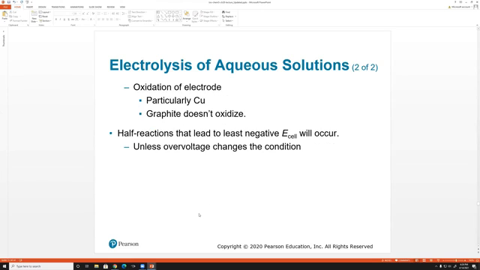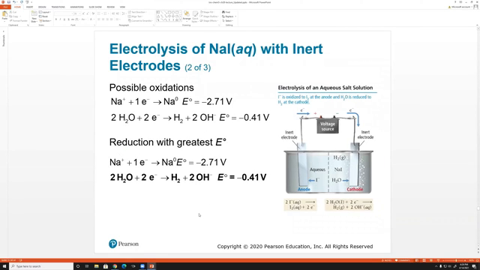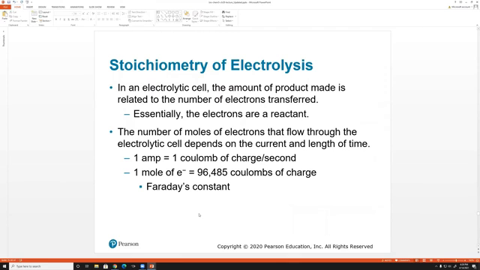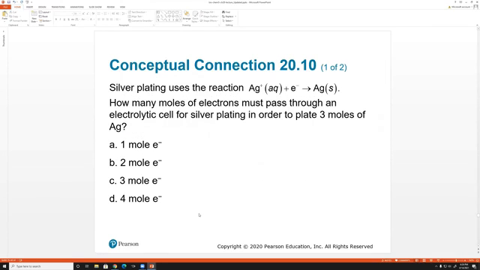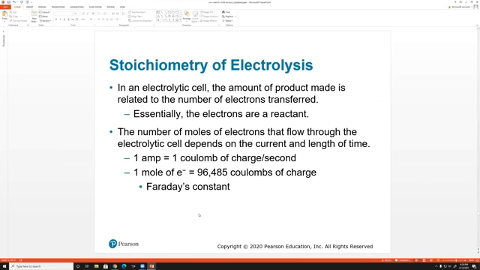Here's just some more examples. Another example. I don't want to go crazy on that because I do want to get to the worksheet and then chapter 21. So here we go. Stoichiometry of electrolysis.